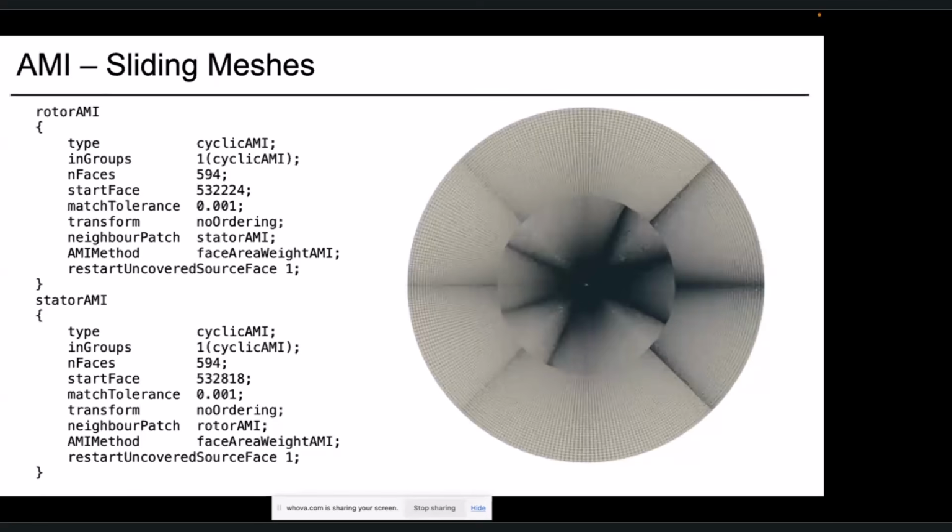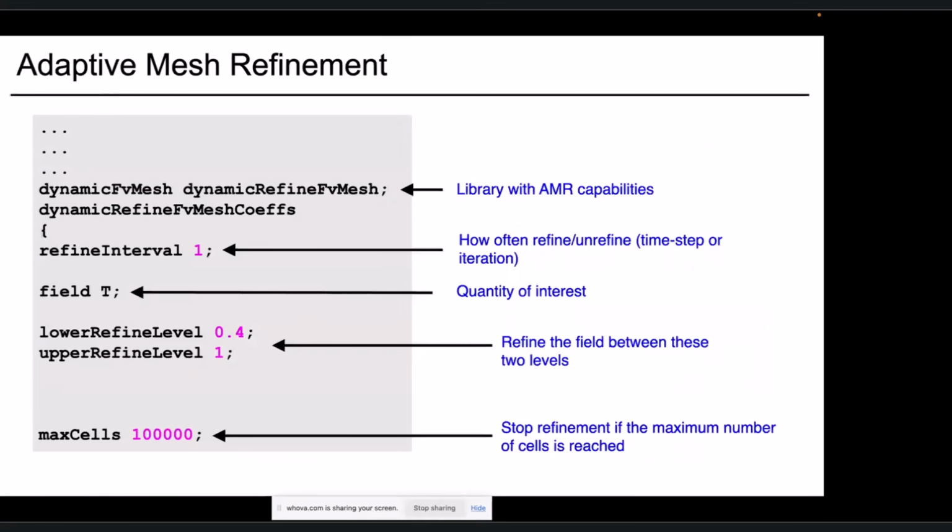So we have neighbor patches of stator AMI and the neighbor patch of rotor AMI for each other. All right. And these are the settings that you can dig into deeply while applying this method. So I'm almost on the last point, so that we can at least have 5 minutes of discussion, and Joel is there with you to answer if you have any queries.